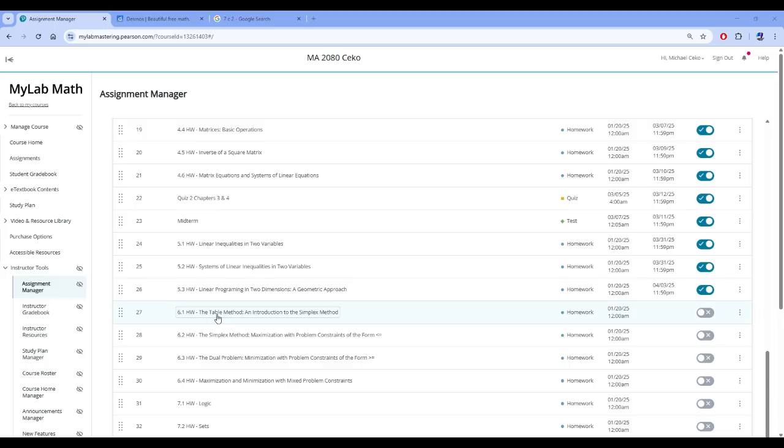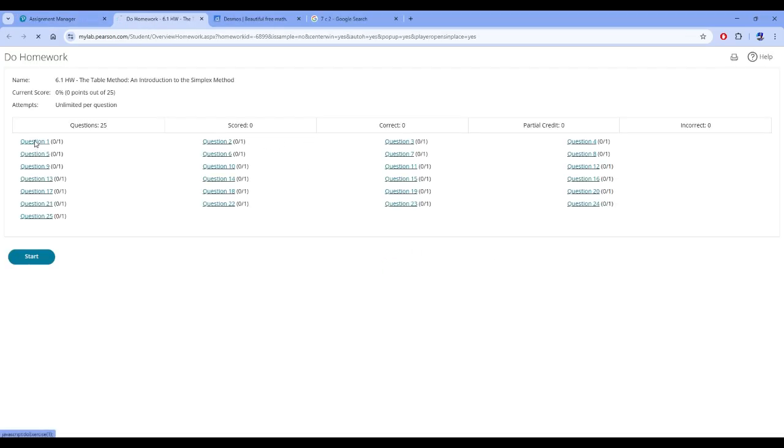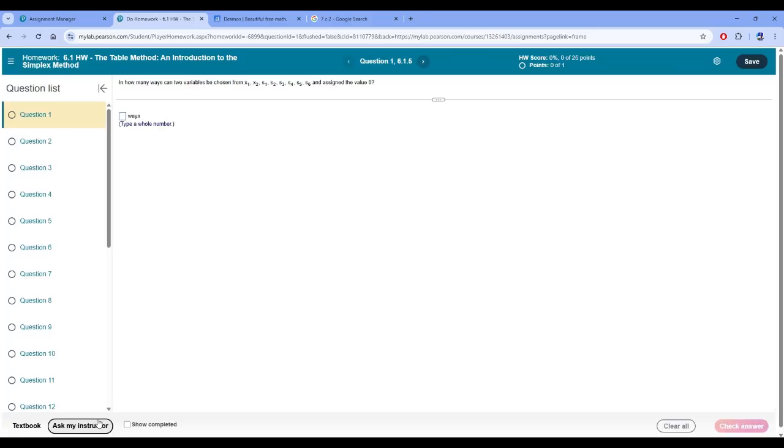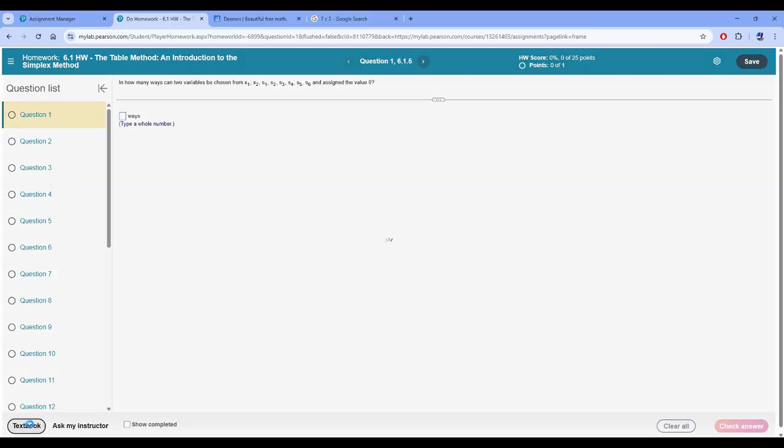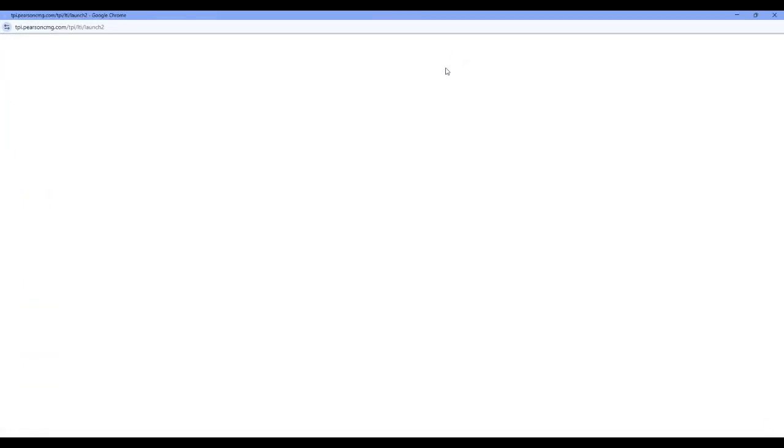Today's lesson will be the table method, an introduction to the simplex method. So let's take a quick peek and go straight to the textbook.